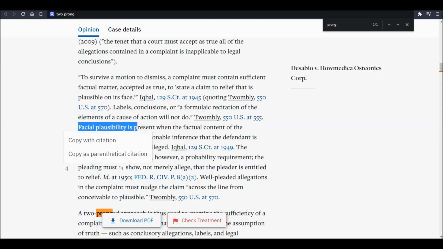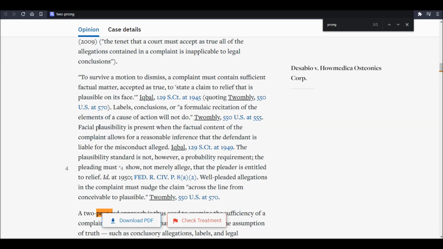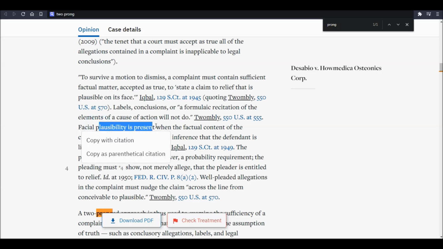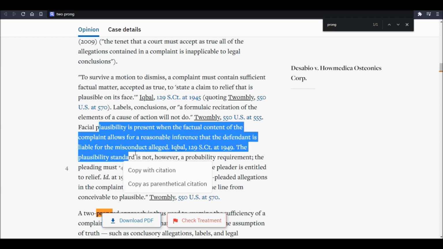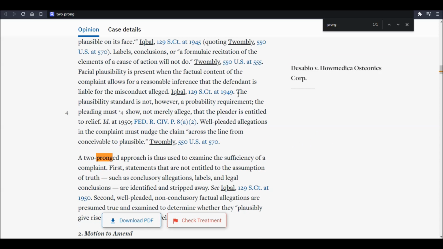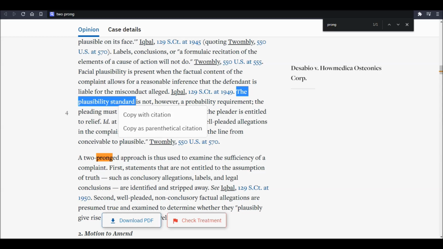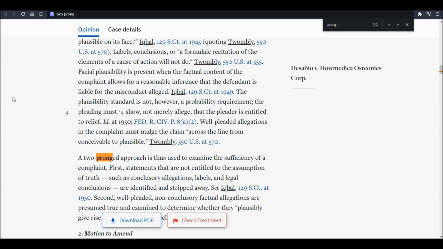Facial plausibility is present. And then what makes your complaint plausible on its face? Facial plausibility is present when the factual content of the complaint allows for reasonable inference that the defendant is liable for the misconduct alleged. The plausibility standard. Now we're going into the standard of what makes a complaint plausible. If you're going to sue anyone, you have to make sure it's plausible anyway. In other words, if you don't know what this standard, aka the plausibility standard, is and you don't implement it into your complaint, you're going into a battlefield blind.